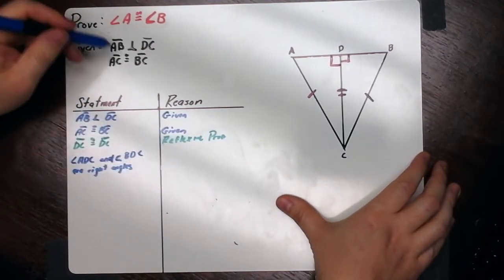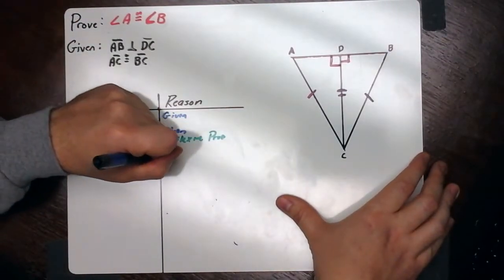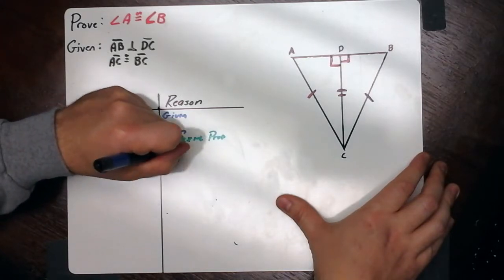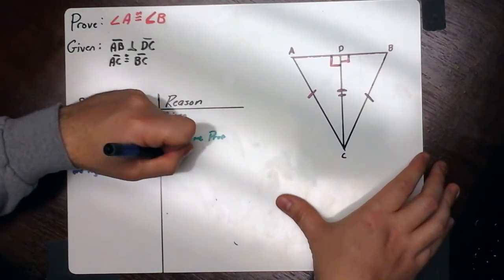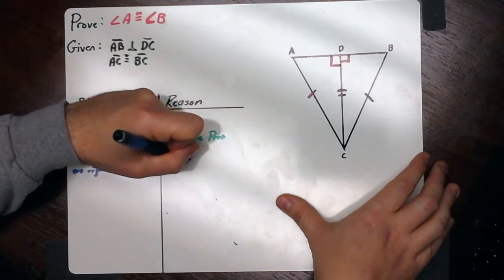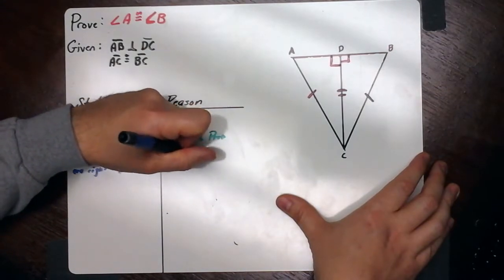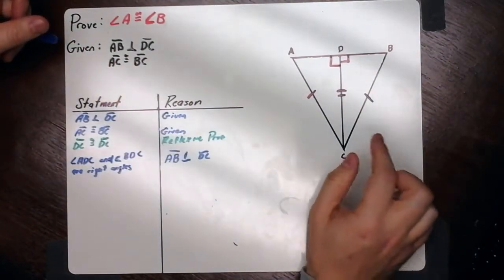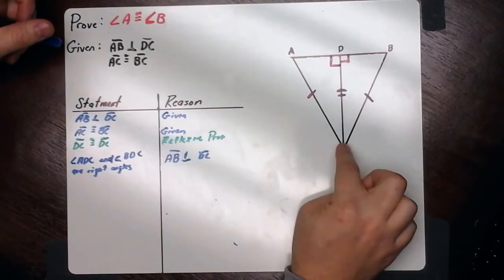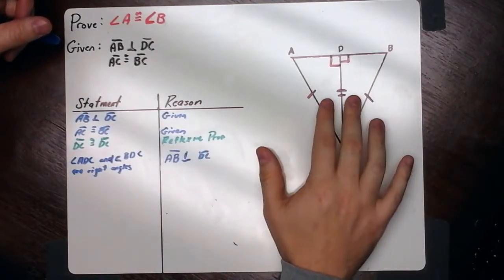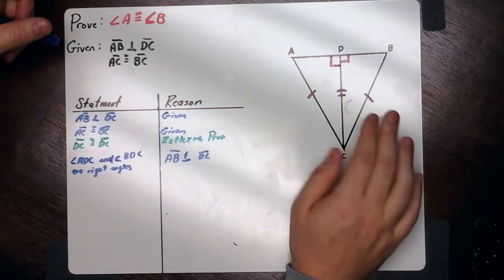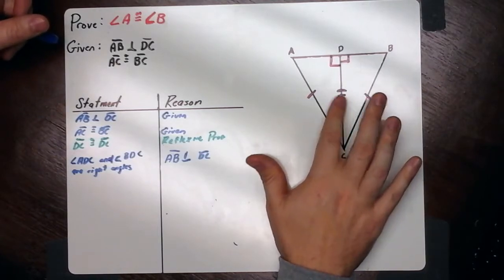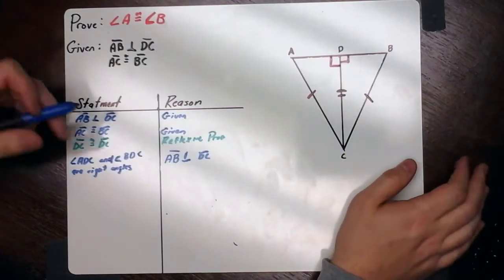And that's because of this. So let's get that in there. The trials and tribulations of being left-handed. Let's get that a little nicer. There we go. Then I'm going to use those right angles to state that the triangles are right triangles, because I'm going to be going for hypotenuse leg here.